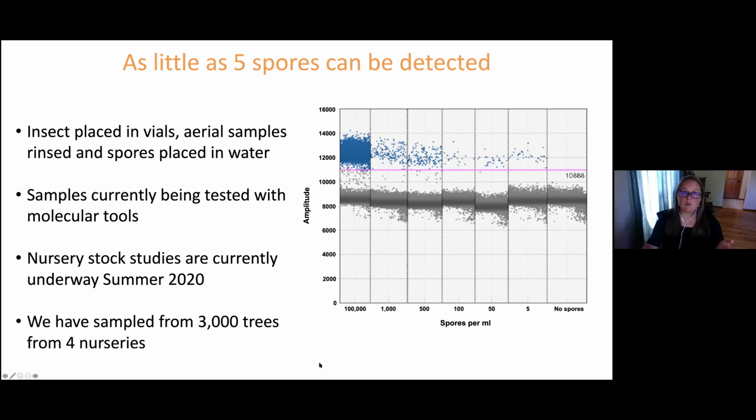One thing that's really cool is that with the molecular tool that we've developed, we can detect Cytospora after only 4 or 5 spores. These blue dots indicate that Cytospora is in a sample, and that was after we diluted it so much that we only had 5 spores per mil, which is really exciting. So if it's being vectored by either the nursery stock, the wind, or insects, we should be able to detect it with this molecular technique. Hopefully we'll have results fairly soon on that, which is really exciting.